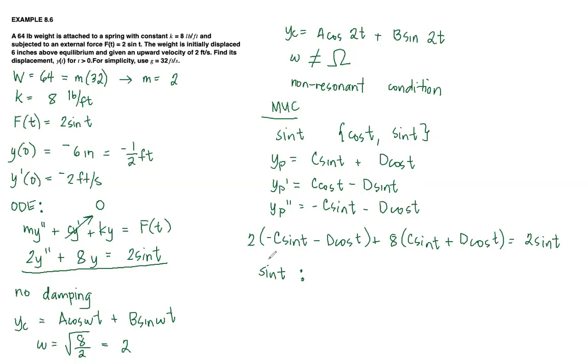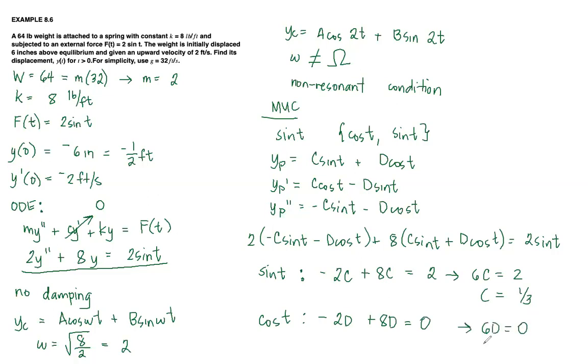So we gather all the coefficients of sine t on the left and the right. We have negative 2c plus 8c is equal to 2. So we have 6c equal to 2, so c is equal to 1/3. And then for cosine t, we have negative 2d plus 8d is equal to 0. So 6d is 0, so d is equal to 0. So it follows that our YP is 1/3 sine t.